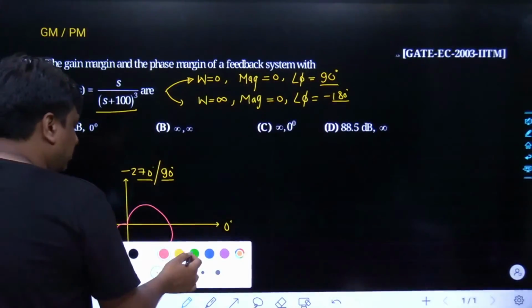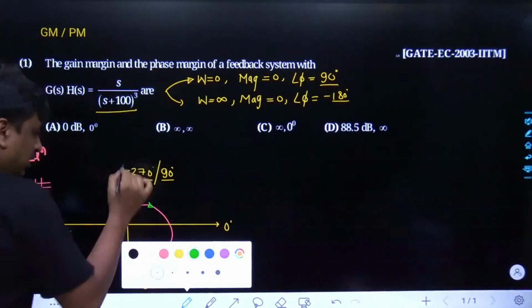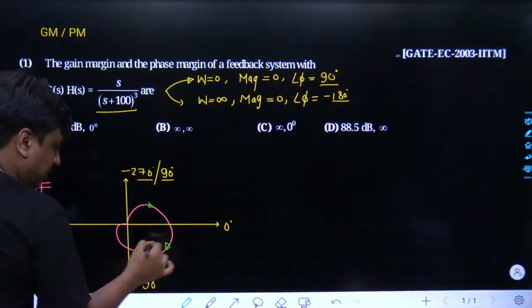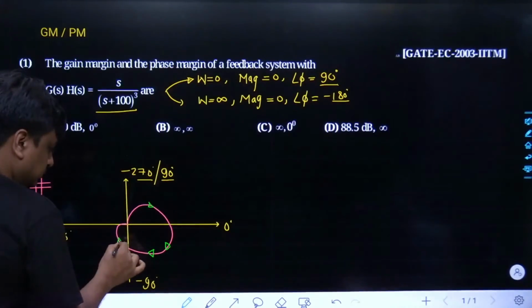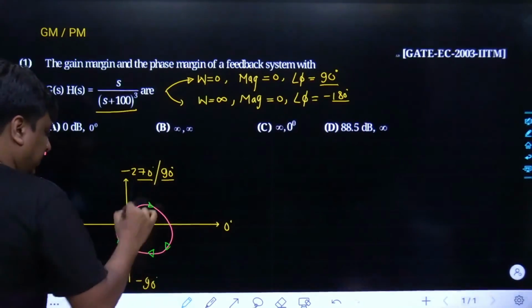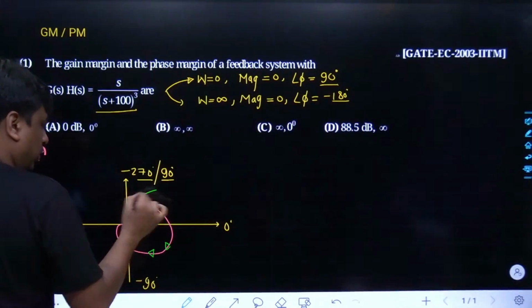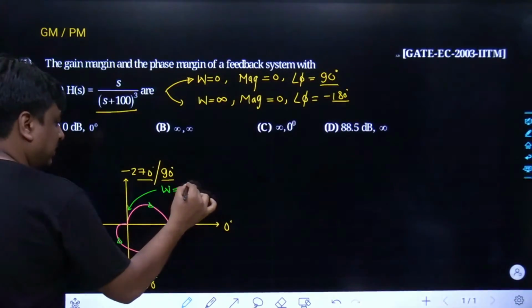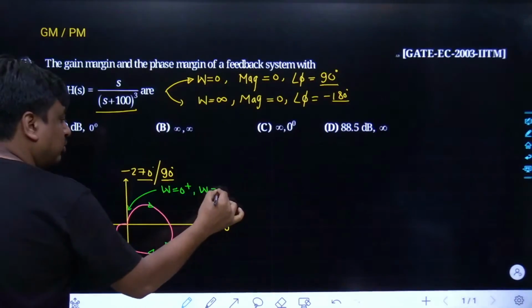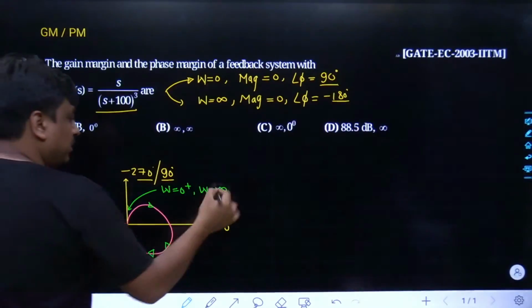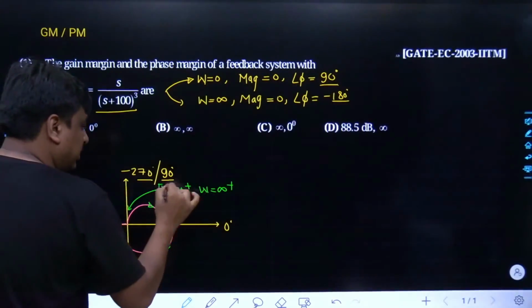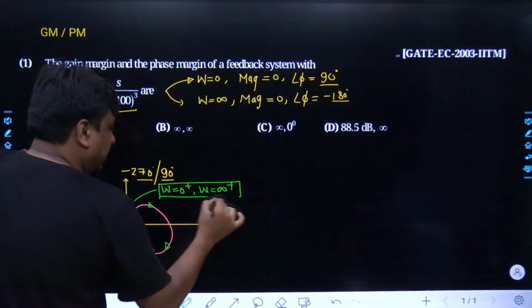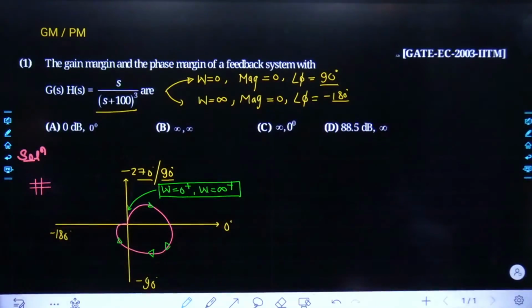Could you really understand the feature of the polar plot? This is the polar plot. And one of the best things regarding this polar plot is that omega equals 0 plus as well as omega equals infinity plus merge into the same point, because the magnitude was simply 0.